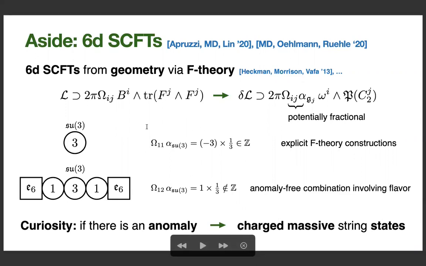So let's do two simple examples. Let's consider the non-Higgsable cluster on a -3 curve. So this means that there is one tensor multiplet coupled to an SU(3) gauge connection in the following form. And actually this prefactor here is given by -3.